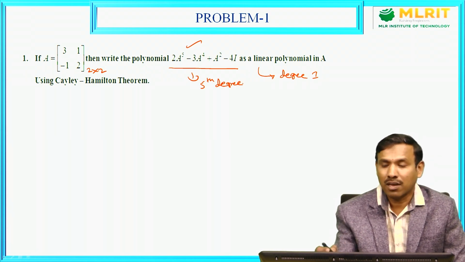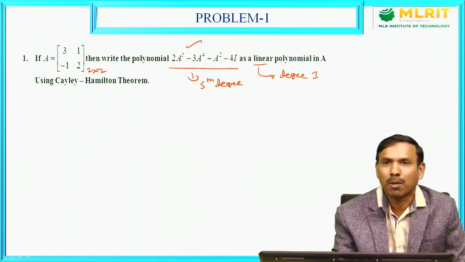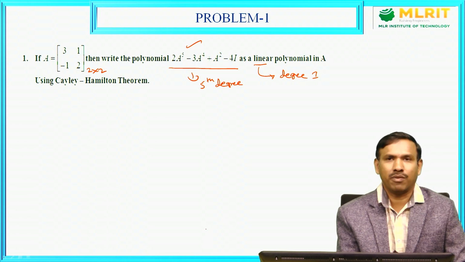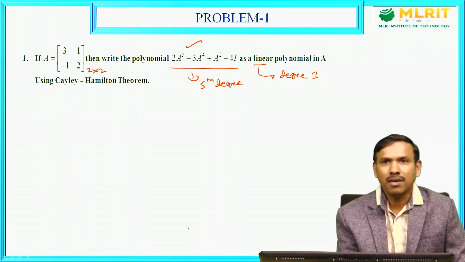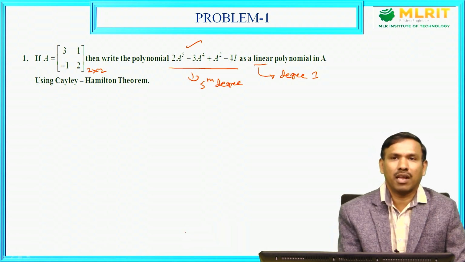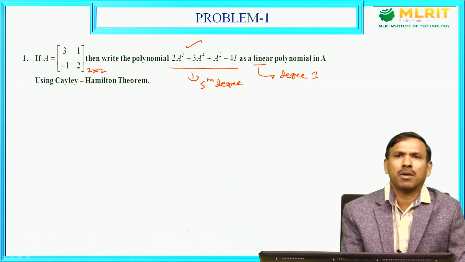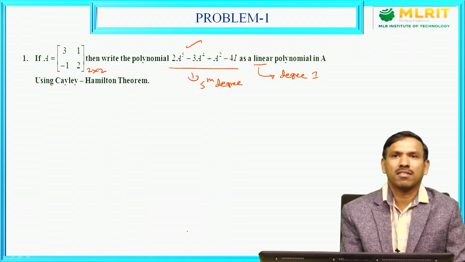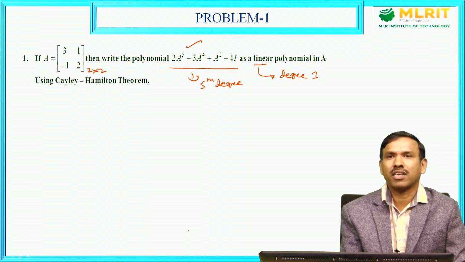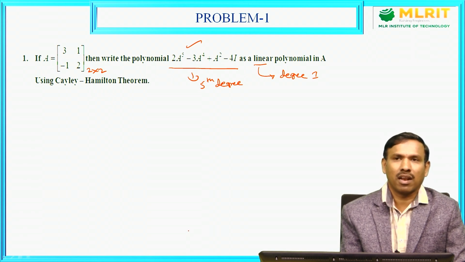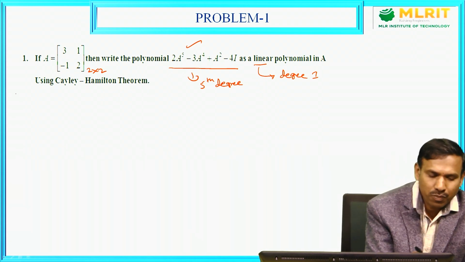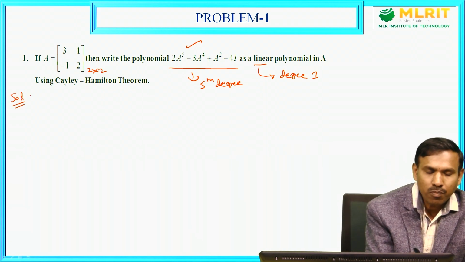And we are asked to express it as a linear polynomial, a degree 1 polynomial, meaning only in terms of A, using the Cayley-Hamilton theorem. It is an application of the Cayley-Hamilton theorem. What is the statement of the Cayley-Hamilton theorem? Every square matrix A satisfies its own characteristic equation, which we discussed in the last lecture. Using that concept, we are going to answer this. Let us do this problem now.